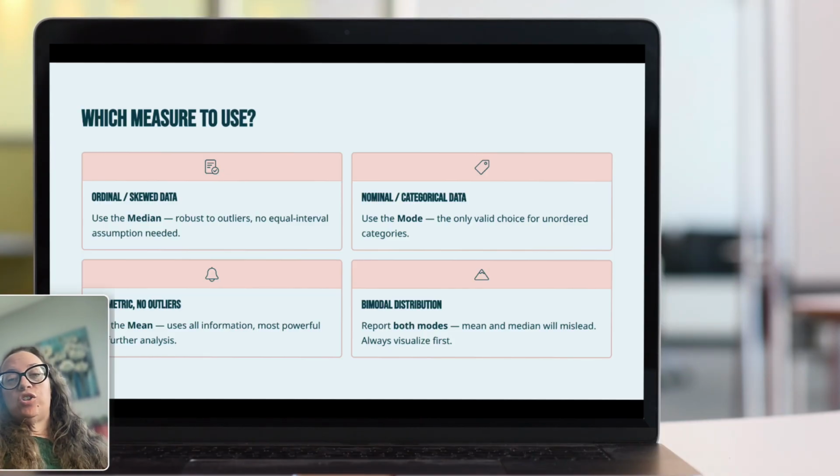Again, this is psychology's dirty little secret, right? Researchers routinely compute the means of Likert data anyways. Sometimes it works out, sometimes it doesn't, but you should be aware of the assumption that you're making.